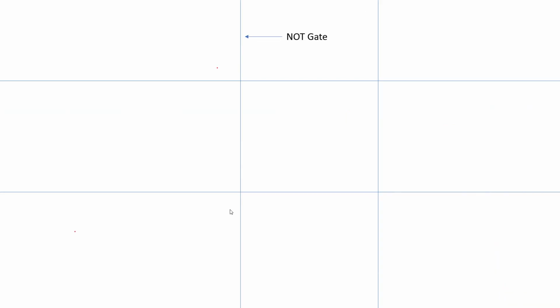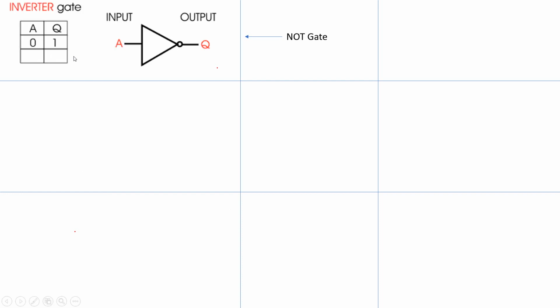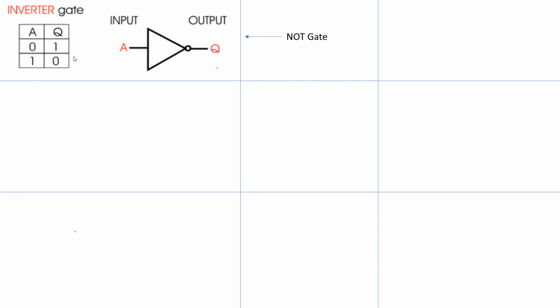Let's now discuss different gates, but this time with the help of tables. The first gate which we are going to discuss is the NOT gate. The NOT gate has only one input, that is A, and the input will be starting from 0, then 1. Output is Q, which will be reversed. So 0 will give you a 1, 1 will give you a 0. This is how the table will look in the case of the NOT gate.